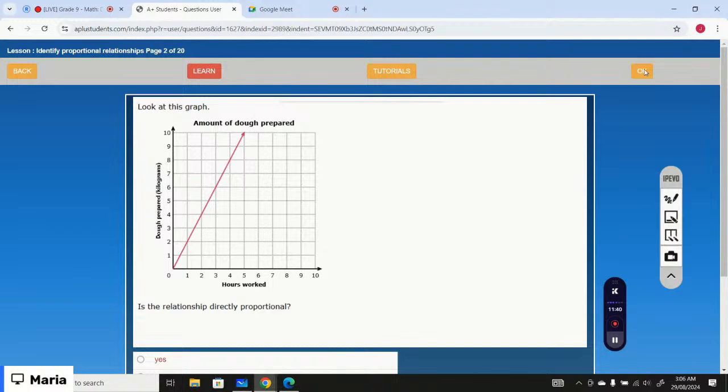Look at this graph. Is the relationship directly proportional? So which is the correct option? Yes, it is. The graph is directly proportional. The correct option is yes.